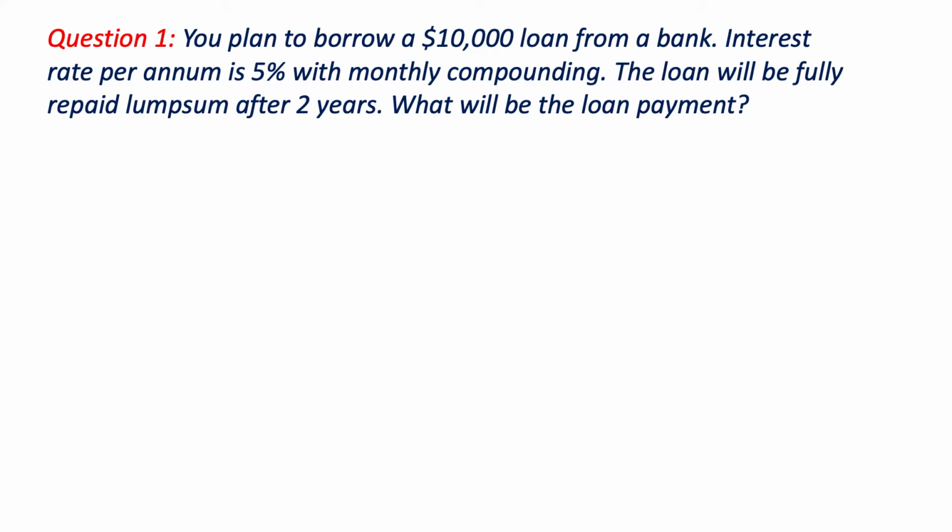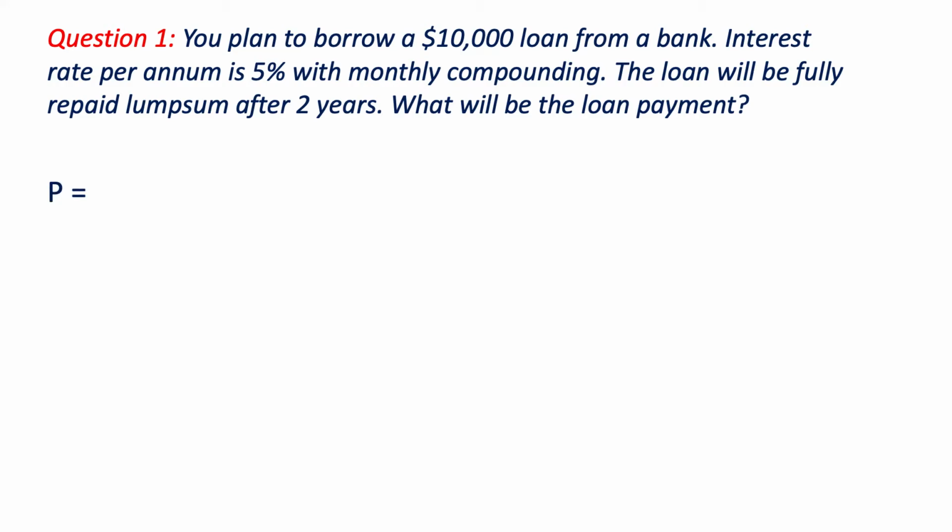In question 1, you plan to borrow a $10,000 loan from a bank. Interest rate per annum is 5% with monthly compounding. The loan will be fully repaid lump sum after 2 years. What will be the loan payment? To answer this question, we start with the equation that equates the loan principal with the PV of loan payments.